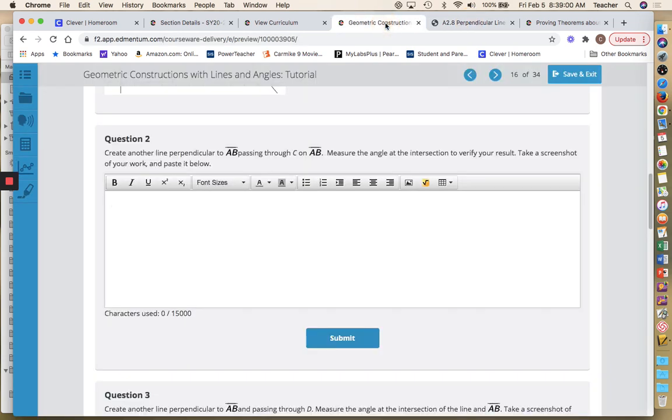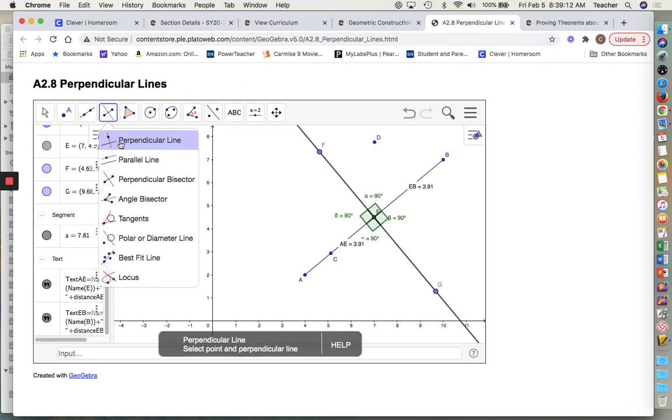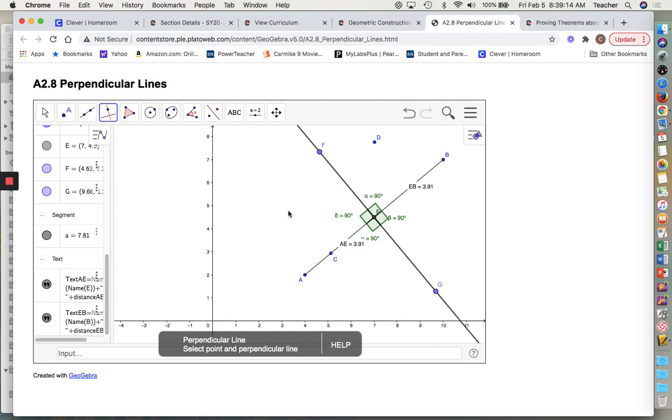All right, so create another perpendicular to AB passing through C. Now, it doesn't say perpendicular bisector. It just says perpendicular line. So I'm going to select the point.